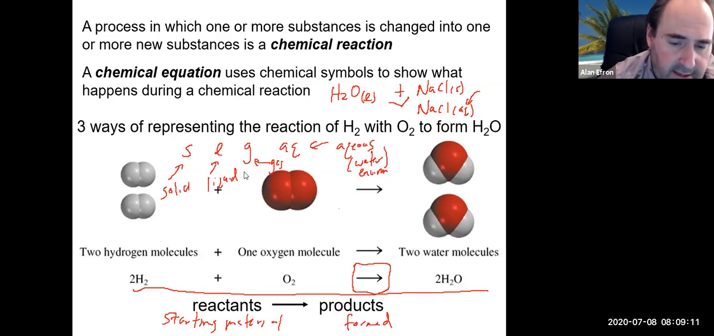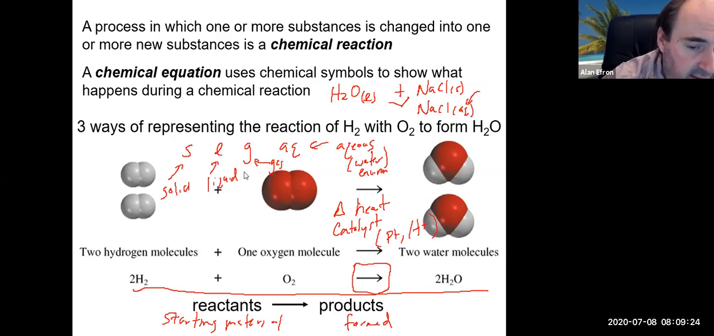Sometimes written on top of that arrow, you might see a little delta symbol, and that usually means heat. You also sometimes see a catalyst written up there. So maybe it may say platinum, maybe it may say H plus for an acid catalyst. A catalyst is something that's added to a chemical reaction. It's not a reactant, it's not a product. It doesn't get used up either. It's really just there for the sole purpose of usually speeding up that chemical reaction, so sort of facilitating that reaction to occur a lot quicker.